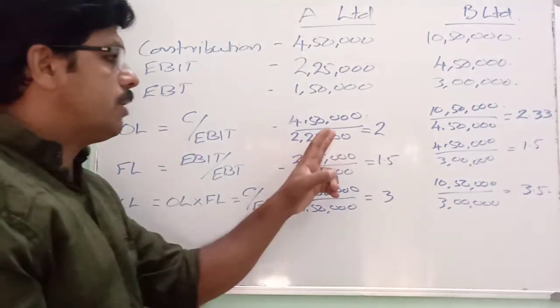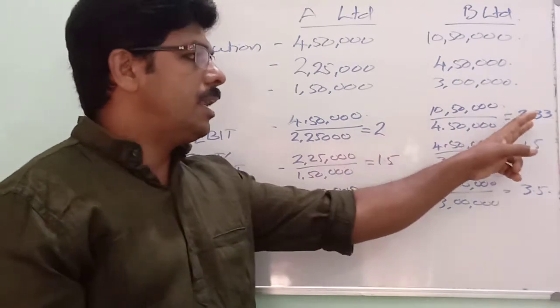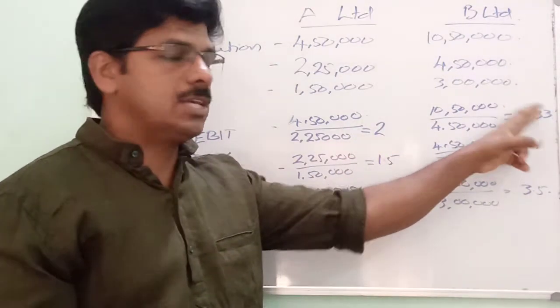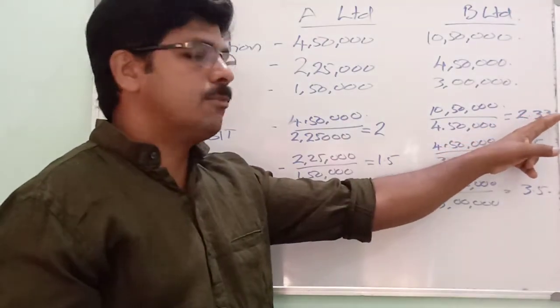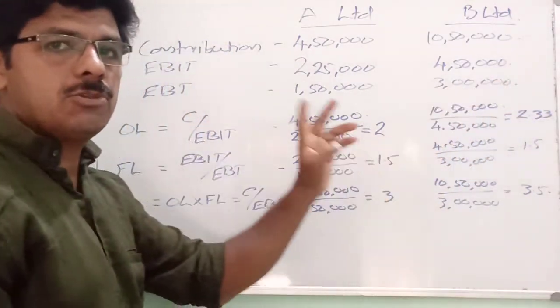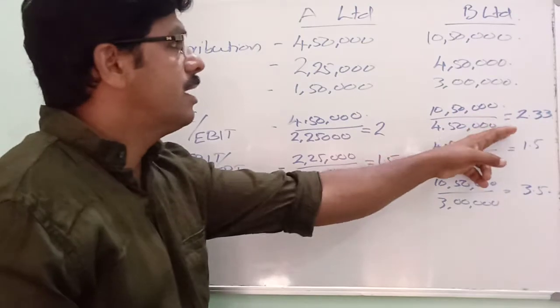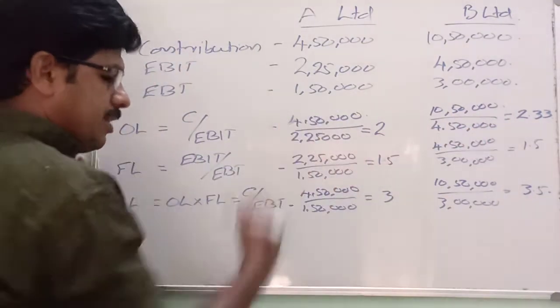Okay. 1% sales increase 2.33% profit increase. 1% sales decrease 2.33% profit decline. Therefore, operating risk is very high in the case of B Limited compared to A Limited.